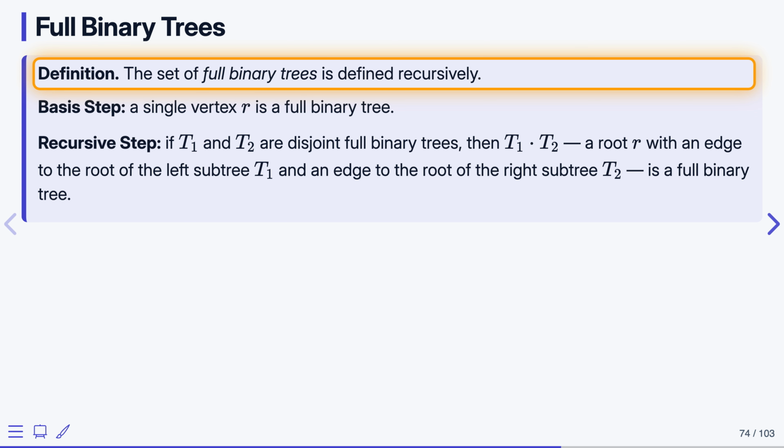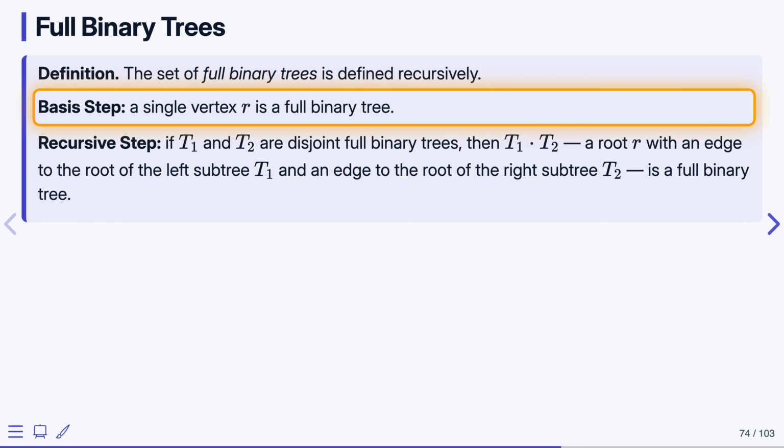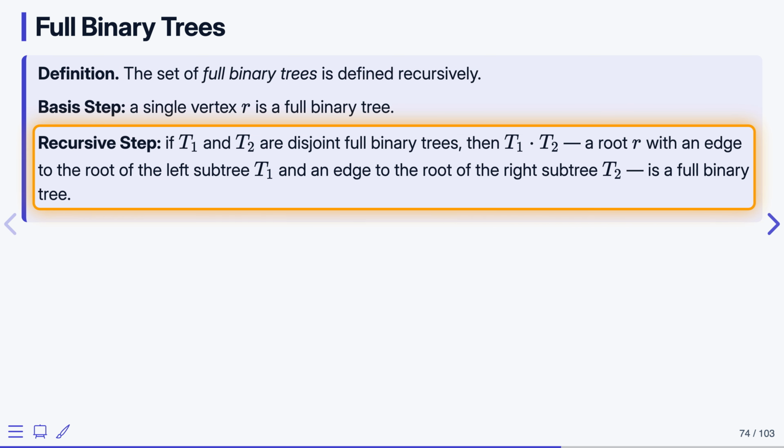Now we define full binary trees. In a full binary tree, every vertex that is not a leaf has exactly two subtrees. The basis step is the same as before. One single vertex, R, is a full binary tree. The recursive step joins two of them.